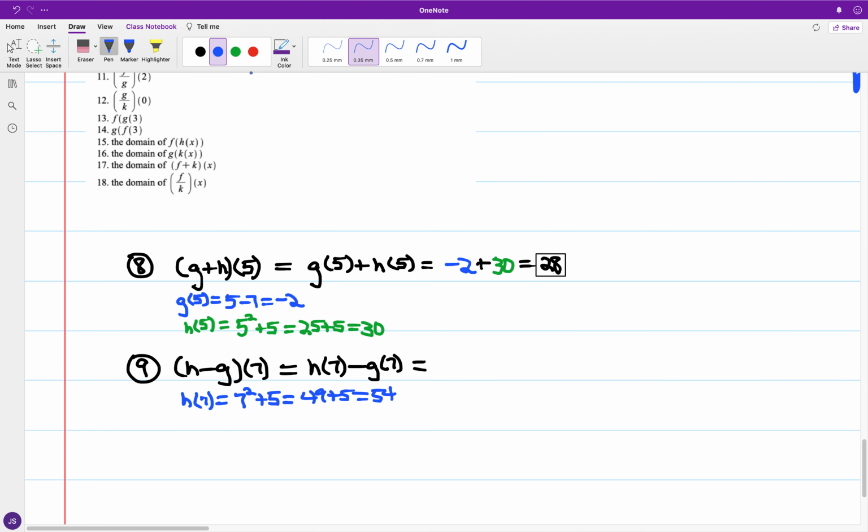And in the case of g of 7, again g of x is equal to x minus 7. So g of 7 is equal to 7 minus 7, which will be 0. And so with h of 7 minus g of 7, we have 54 minus 0, and this output ends up at 54.